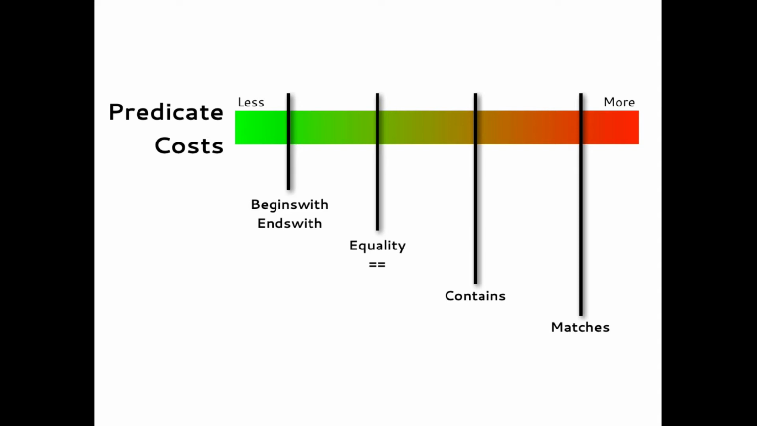So in terms of cost, begins with and ends with are going to be the quickest. Matches is going to have to fire up a regular expression engine, and so it's going to take the most time. So if you can, use begins with and ends with. Also, if you do case or diacritic insensitivity, that's going to cost you even more. So if you can, don't use CD.